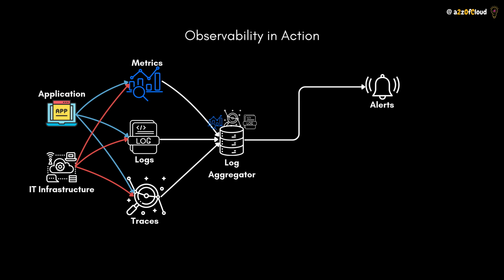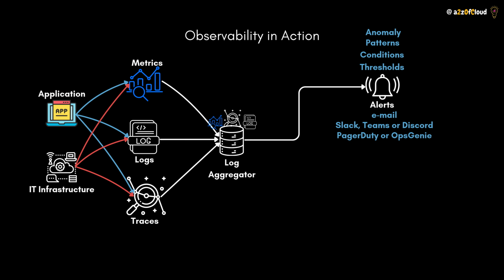Alerts are then created based on thresholds, conditions, patterns, or an anomaly. Alert destinations are then configured. Alerts can be sent as email, to Slack, Teams, or Discord using webhooks, to PagerDuty or OpsGenie for on-call notifications, or to incident management tools like ServiceNow.